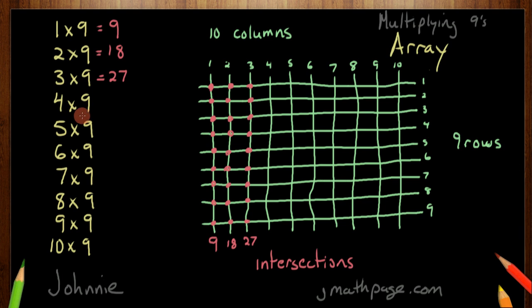How about 4 columns, 9 rows? Here's my 4th column. Let's mark all of our intersections here. Okay, we had 27 before, 28, 29, 30, 31, 32, 33, 34, 35, 36. So we have 36 intersections. 4 columns by 9 rows gives us 36 intersections. What about 5 columns and 9 rows?